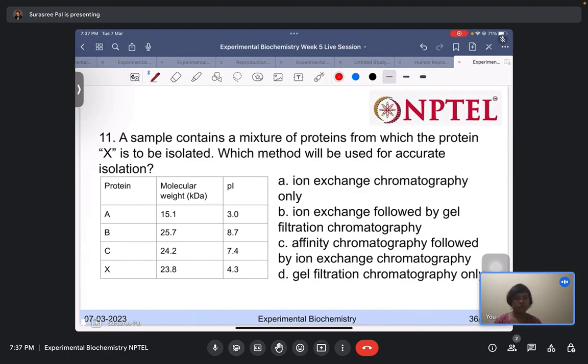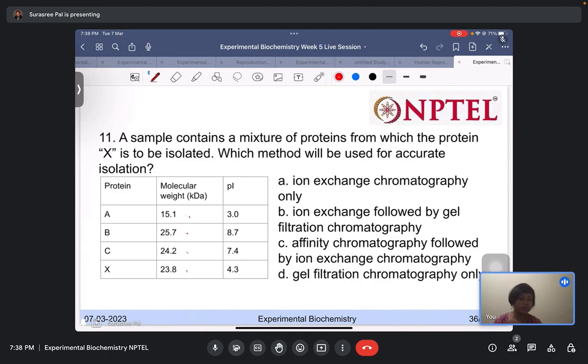So now here are 4 proteins, A, B, C and X. The molecular weight and the pI of these proteins are known. Now how do we isolate X? The molecular weight of A is 15.1, B 25.7, C 24.2 and X is 23.8. So the molecular weights are very similar for all of these 4 proteins.